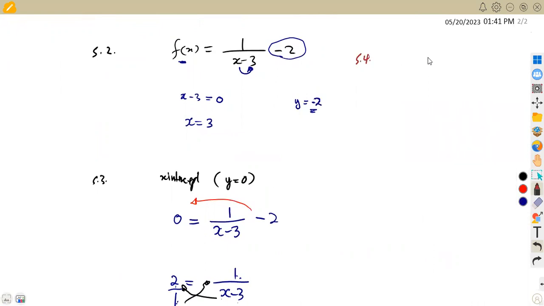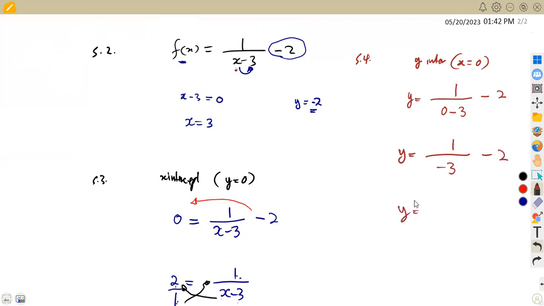So that is 5.4. We are saying that for the y-intercept, x must be equal to 0. So if x is equal to 0, you can simply substitute in place of x here. That's y is equal to 1 over, in place of x, that's a 0, so 0 minus 3, minus 2. Okay, this we can just simplify on a calculator. That's 1 over minus 3 minus 2, which is going to give us the value of y, which is negative 7 over 3.